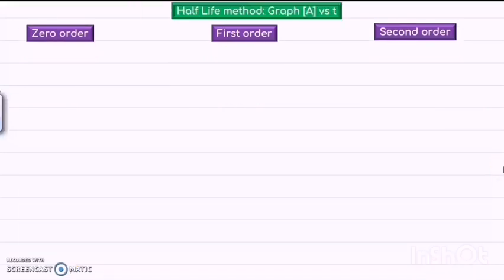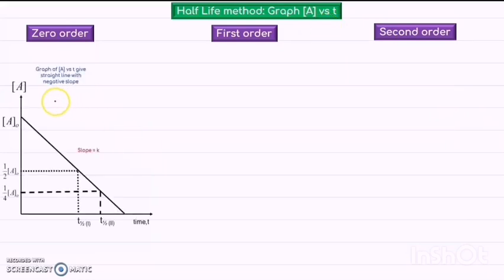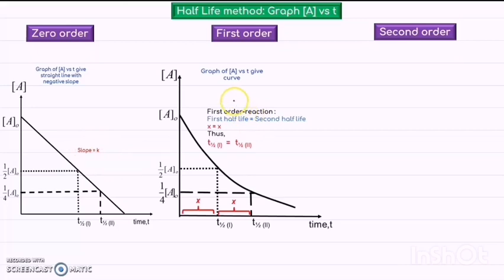Next, we will study the half-life method. For this method, we will plot graph concentration of A versus time. Let's look at zero order. As we discussed before, concentration of A versus t for zero order will give you a straight line with negative slope. For the first order, it will give you a curve where your first t half equals second t half.